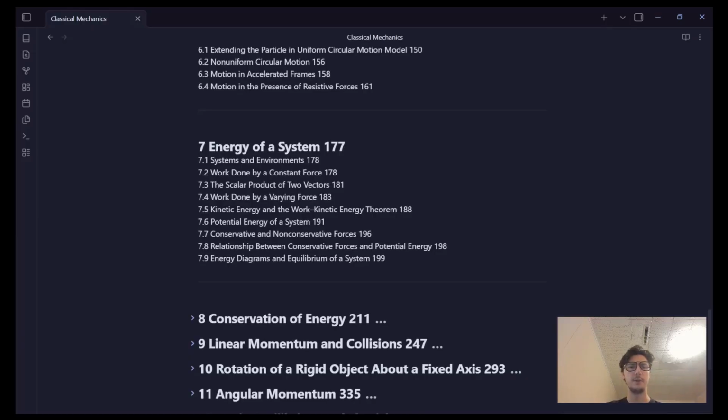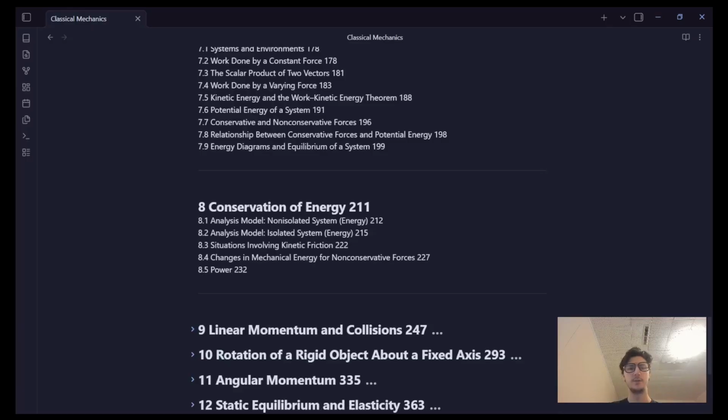Systems and environments. Work done by a constant force, the scalar product of two vectors. Work done by a varying force. Kinetic energy and the work-kinetic energy theorem. Potential energy of a system. Conservative and non-conservative forces. Relationship between conservative forces and potential energy. Energy diagrams and equilibrium of a system.